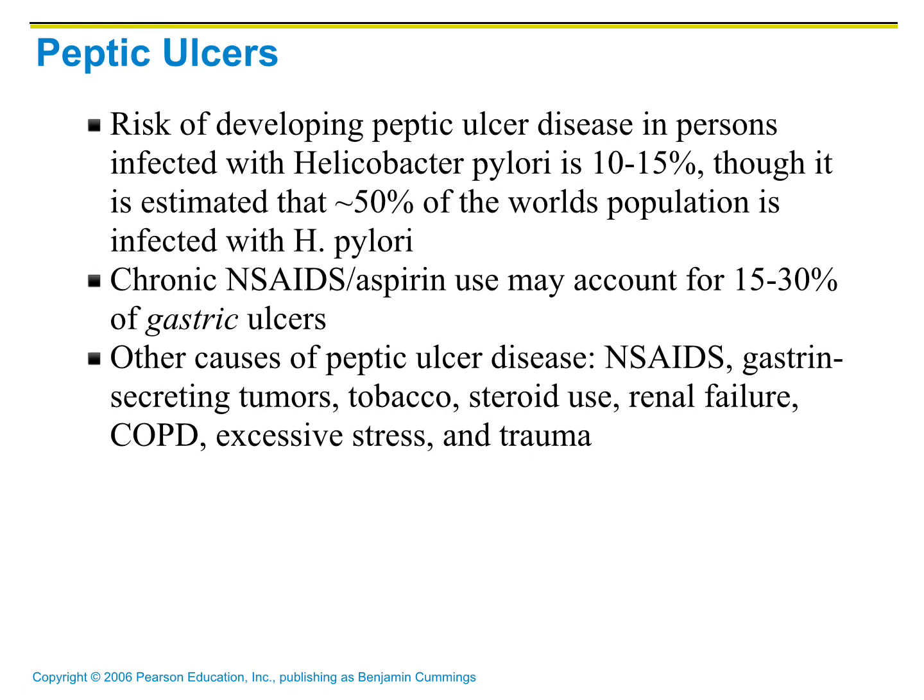NSAIDs, nonsteroidal anti-inflammatories, and aspirin account for about 15 to 30% of gastric ulcers. Other factors besides NSAIDs that contribute to peptic ulcer disease are gastrin-secreting tumors, tobacco, steroid use, renal failure, COPD, stress, and trauma. And don't forget, stress increases cortisol levels. Cortisol disrupts the stomach and increases acidity and things like that. So those are factors that contribute to peptic ulcers.